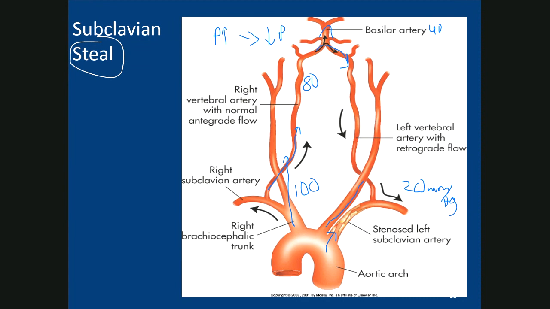So what we end up with is what we call retrograde flow. We've talked about it a lot. Retrograde flow in the vertebral artery indicates a possible steal on that same side. Okay, so this is retrograde flow of the left vertebral artery indicating a steal on the left side.